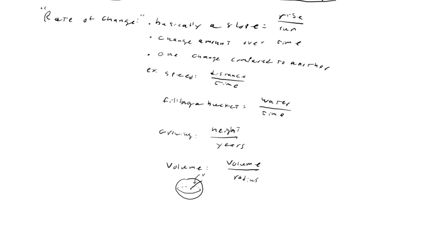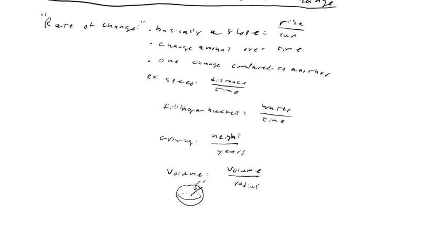Any kind of thing where you compare something over something, a change over a change, is a rate. Typically distance, filling buckets, these kinds of things we talk about. Volume sometimes happens too. It's an amount of change over another amount of change. And so we can talk about a few different types of rates of change.